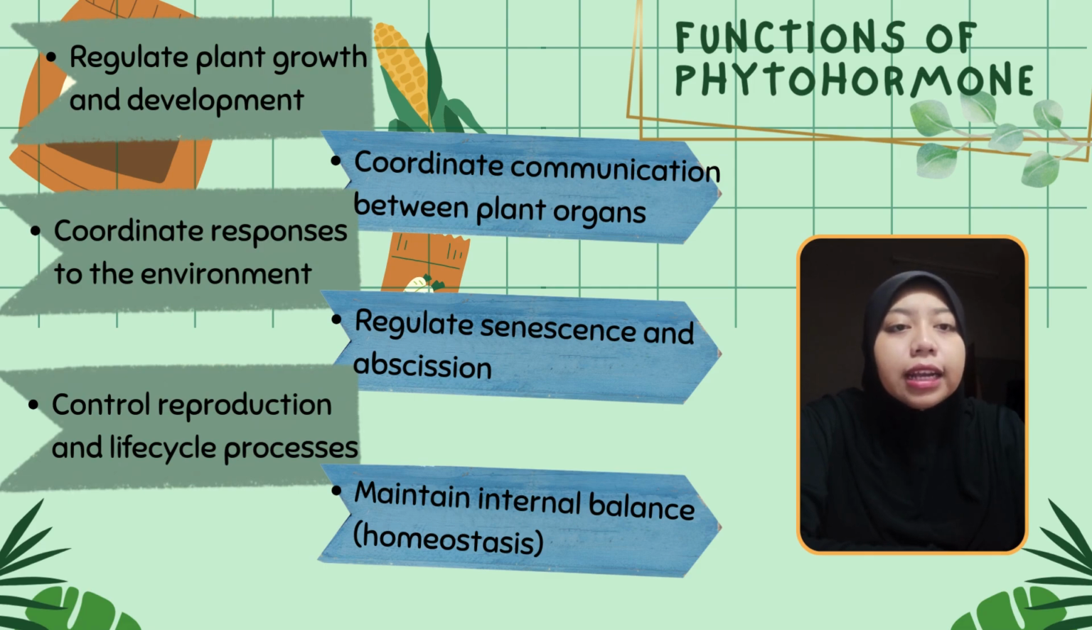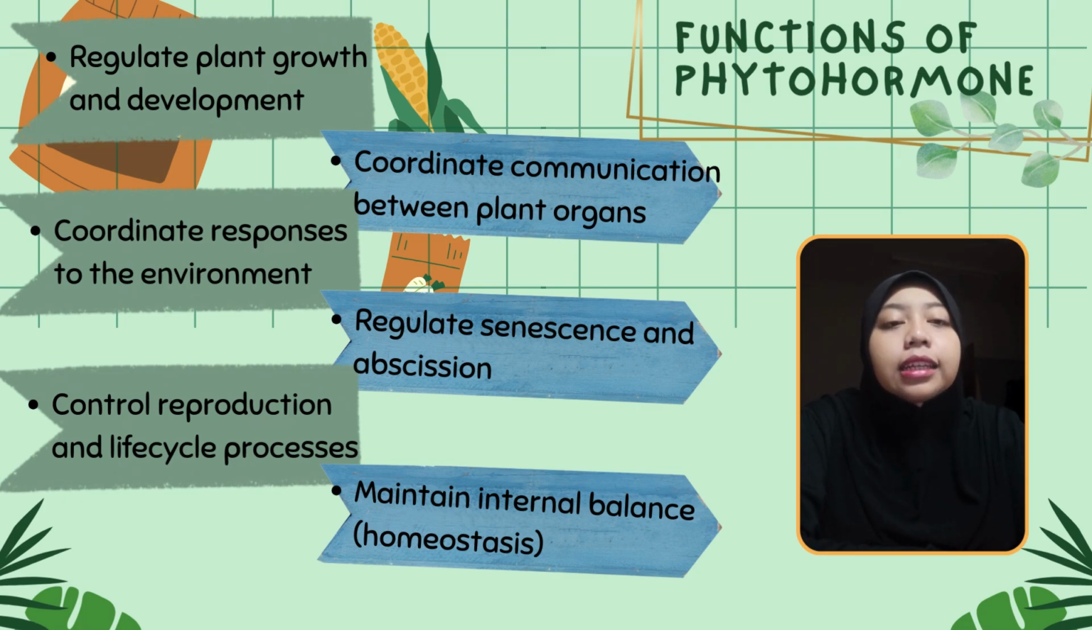Fifth, it regulates senescence and abscission. Phytohormones control natural aging of plant parts such as leaves, flowers, and fruit. They regulate senescence, aging and yellowing, and abscission, the shedding of leaves or fruits. This is important when the plants need to conserve resources, especially during stress conditions or seasonal change.